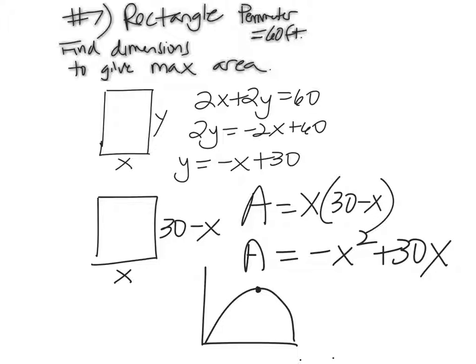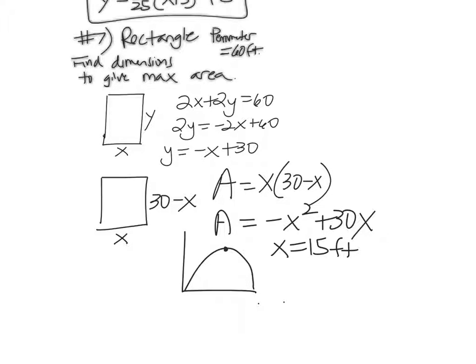No, you didn't get that? Calculate, number 4, maximum. Enter, enter, enter. Oh, look at that. X equals 15 feet. Now, what was the question? Find the dimensions to give the maximum area. So now I need to find out what the other side of this rectangle is. What is it?